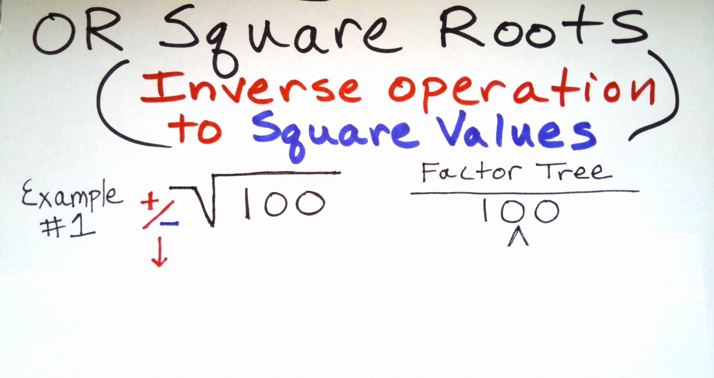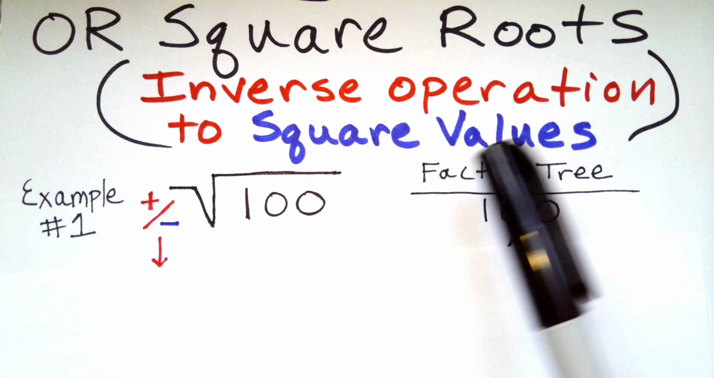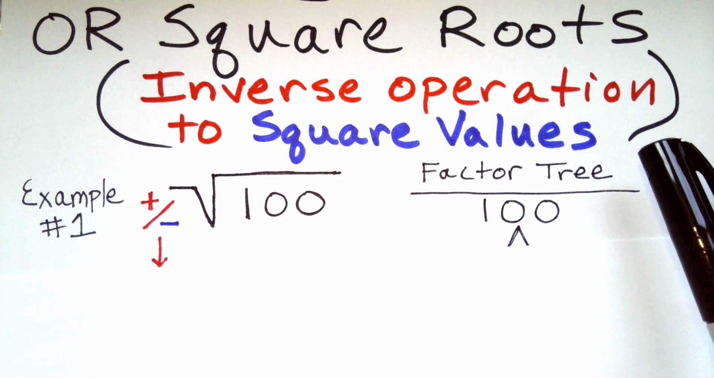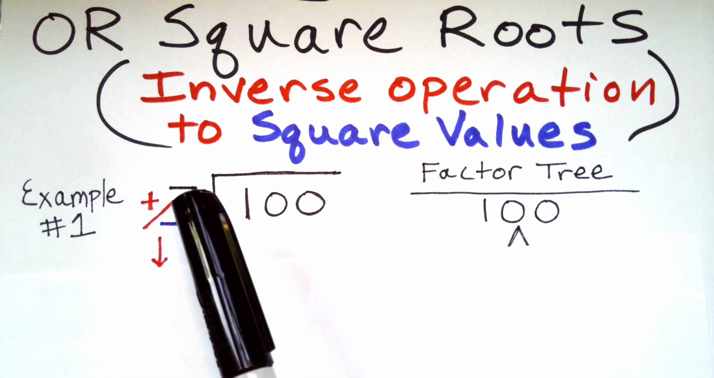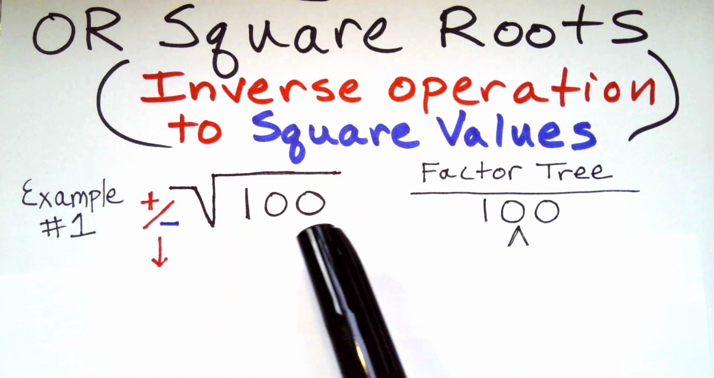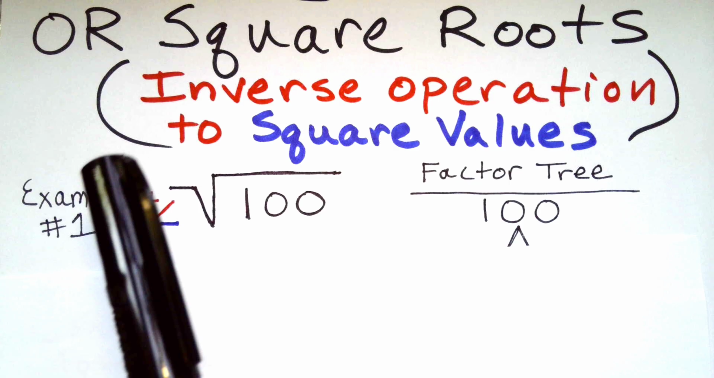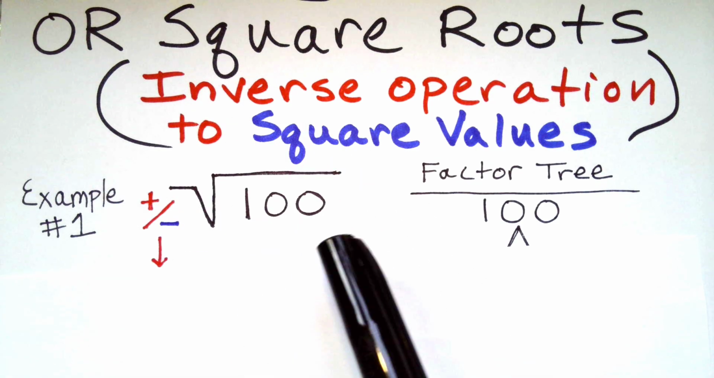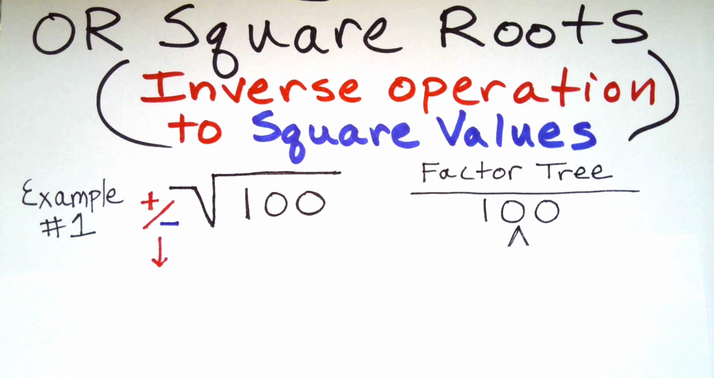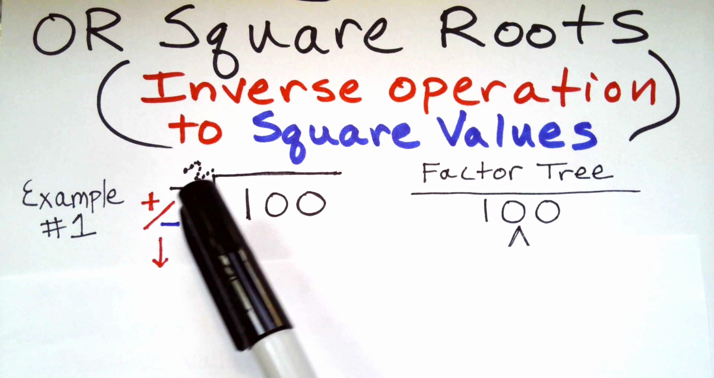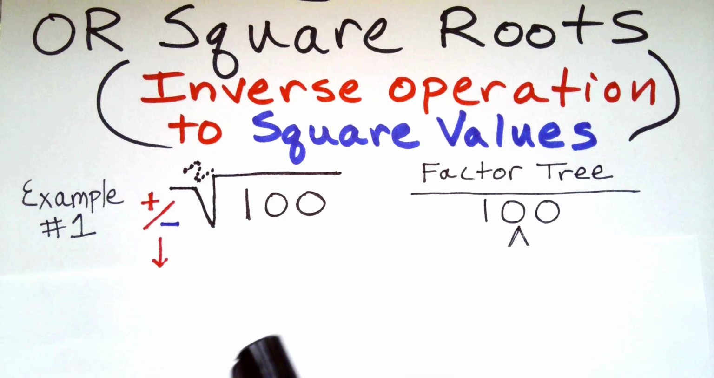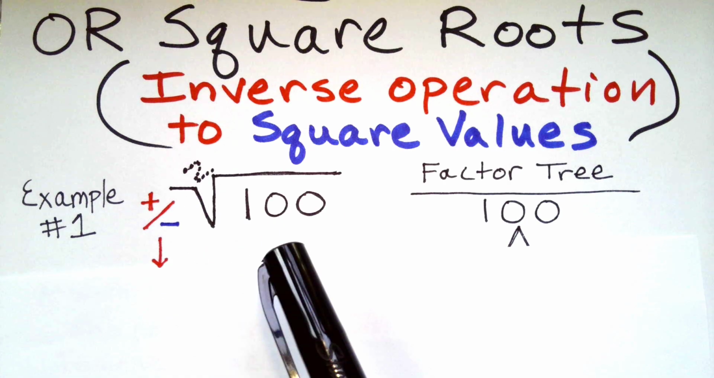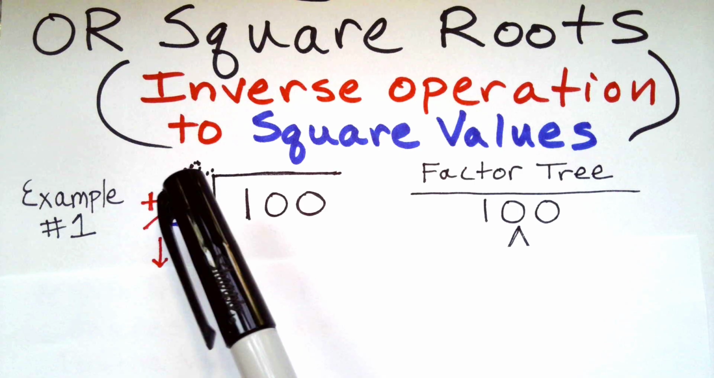Again, the square root is the inverse operation to square values. In this example number 1, we've got plus or minus the square root of 100. There's something I want to explain about the radical, or square root. It's kind of like my invisible ones that I teach. In this square root, typically they're not going to show you the 2. They just give you the square root all by itself, and they say you're supposed to know this is a square root. But if you have a cubed root, that would be a 3 right here.